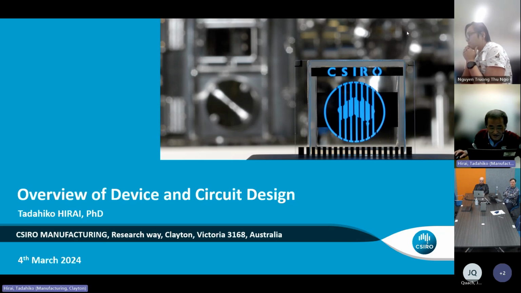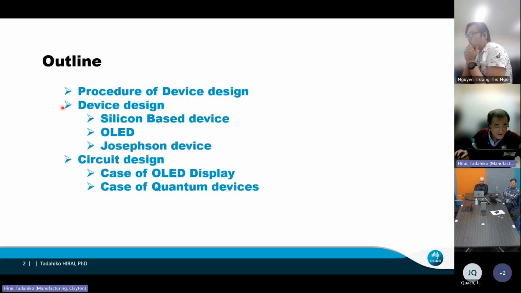Yep. Okay. Today I'll talk about an overview of device and circuit design. This is one of my backgrounds. The outline is like this: the procedure of device and circuit design. The first point is device design for silicon-based devices, OLED and Josephson devices. The second point is circuit design, for OLED displays and quantum devices.